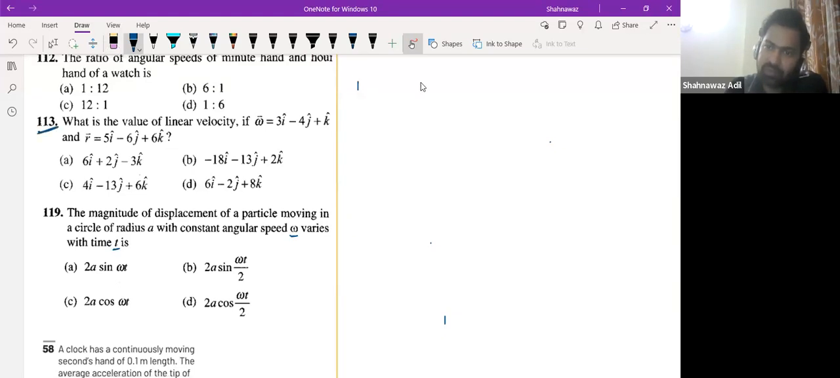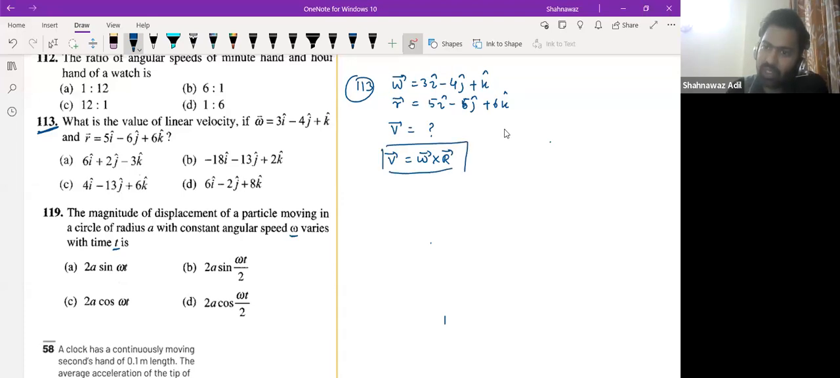Right, in this question, omega is given, and R is given. So find out V for this one. This is omega cross R. Whatever method you apply, either you apply the determinant method or the cyclic method, find out the answer and tell me what you guys are getting.